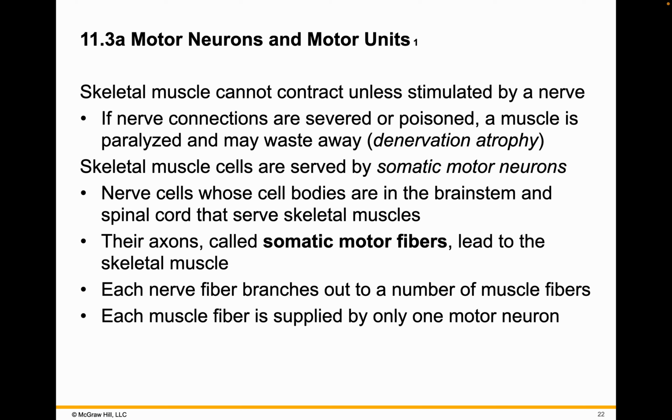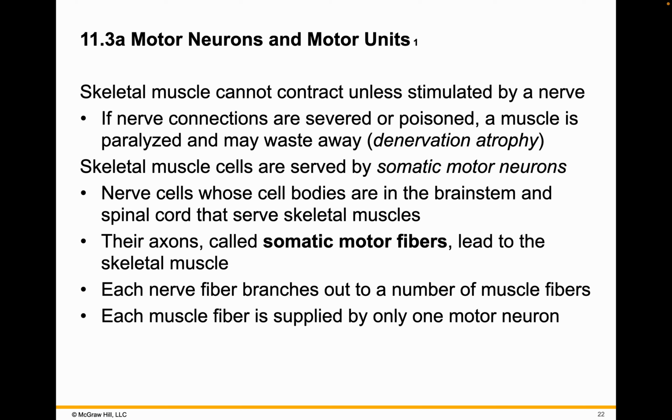Skeletal muscle can't contract unless it's stimulated by a nerve, and if the nerve connections are severed or poisoned, the muscle is paralyzed and may waste away. It's called denervation atrophy. Skeletal muscles are served by somatic motor neurons. These are nerve cells whose cell bodies are in the brain stem and spinal cord that serve the skeletal muscles. Their axons, called somatic motor fibers, lead to the skeletal muscle.